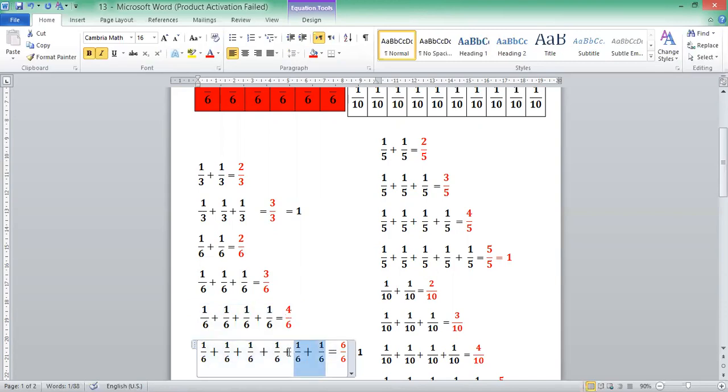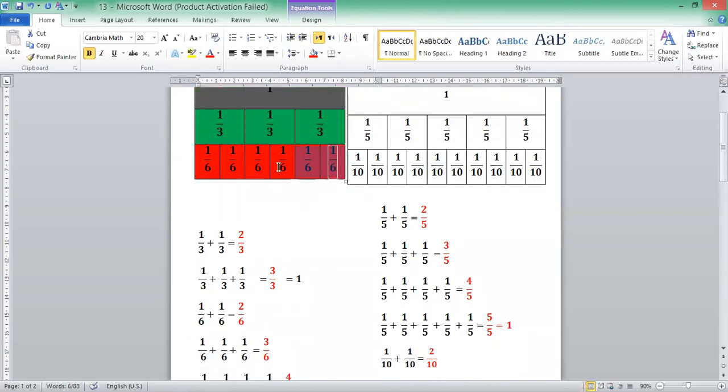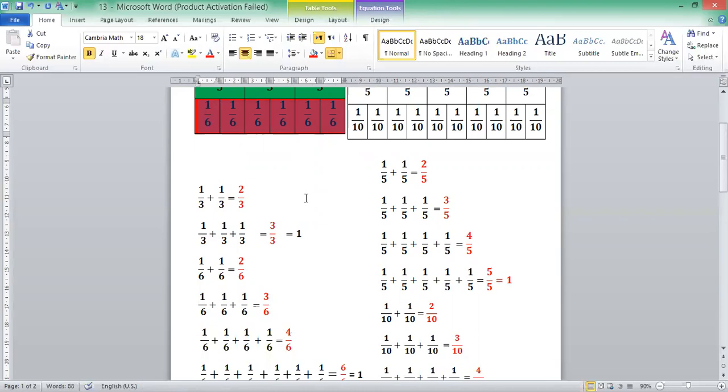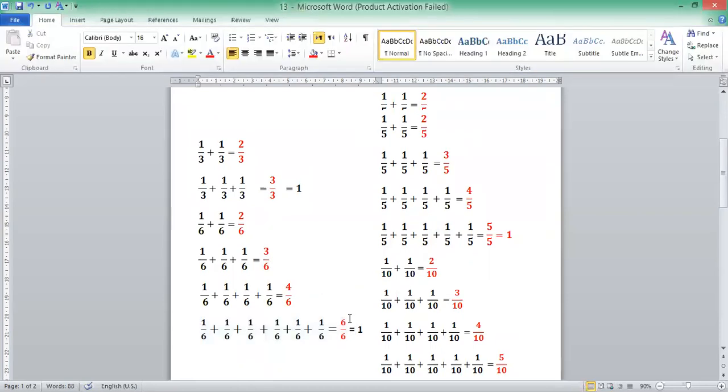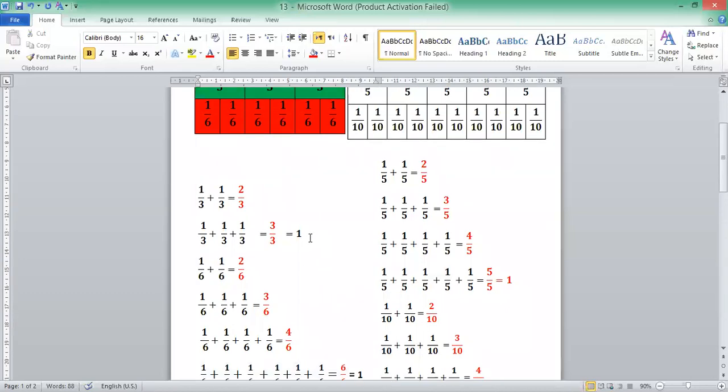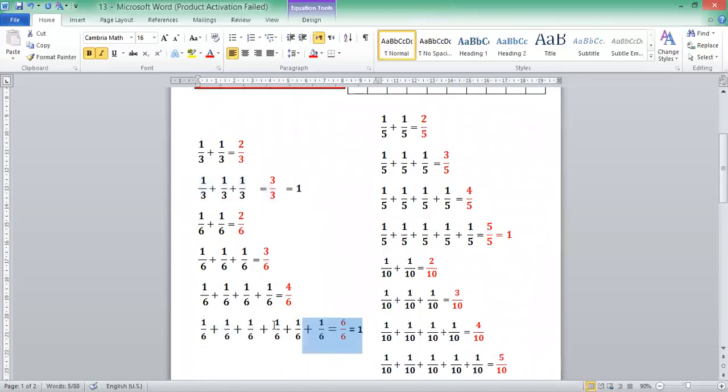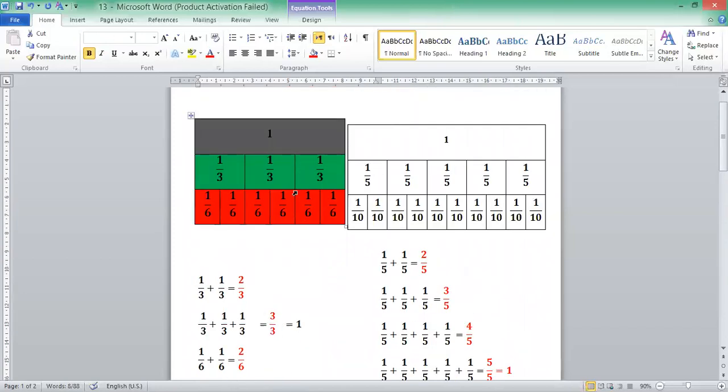In this way, when we add this portion, definitely we again get 1. 1 over 6 plus 1 over 6 plus 1 over 6 plus 1 over 6 plus 1 over 6 plus 1 over 6 is equal to 6 over 6. 1, 2, 3, 4, 5, 6. 6 over 6, and that is equal to 1. It means this portion is equal to this portion. All these three portions are equal.